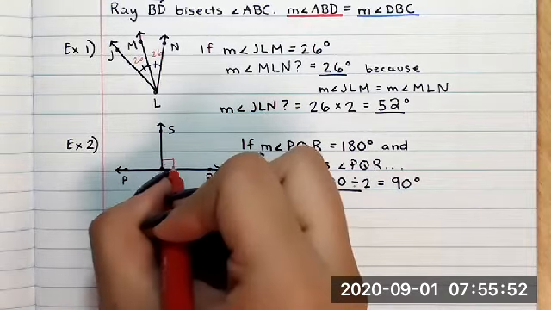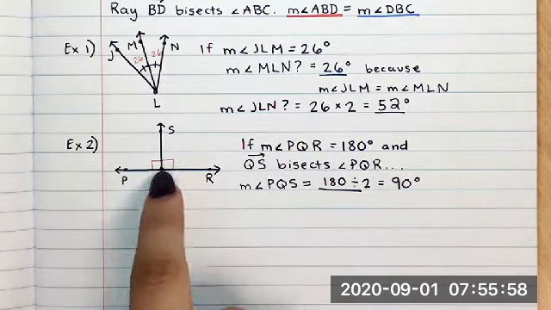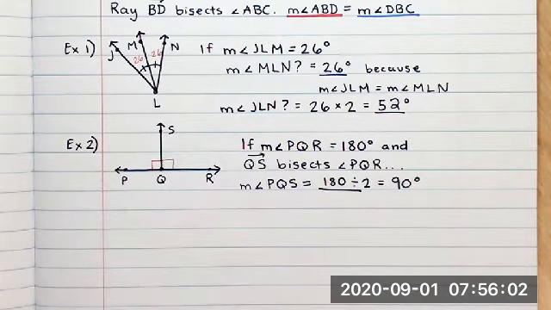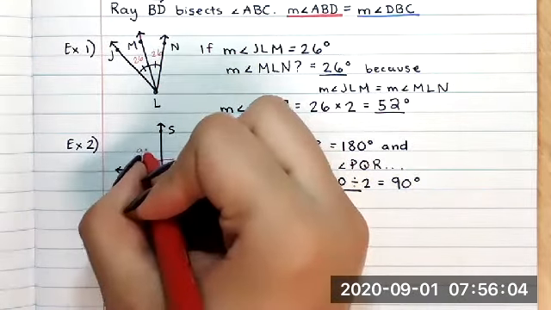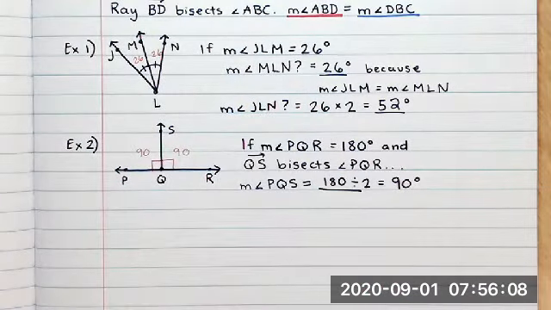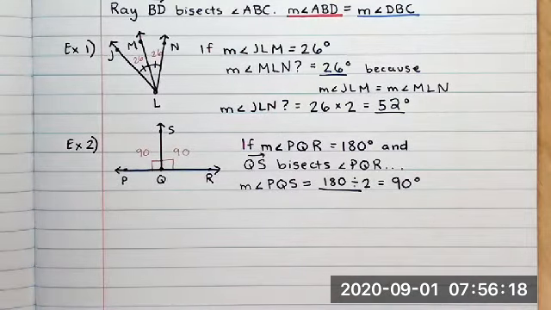And that tells you, hey, this is broken up into 2 right angles. If it asked me for SQR, it would be the exact same thing because these are both now the same measure, 90 and 90. So this is geometry's convoluted way of asking you to multiply by 2 or divide by 2.